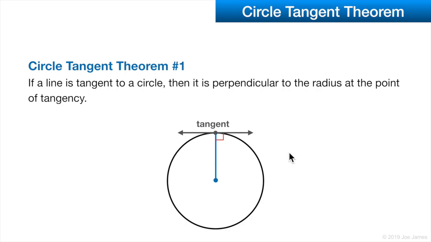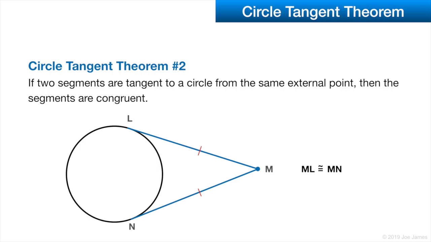Now, circle tangent theorem says that if a line is a tangent to a circle, we know that it has only one point that intersects the circle, then it is perpendicular to the radius of the circle at the point of tangency. So in other words, a segment coming from the center of the circle to connect a point of tangency is going to be perpendicular to that tangent, a 90-degree angle. So that's the circle tangent theorem.